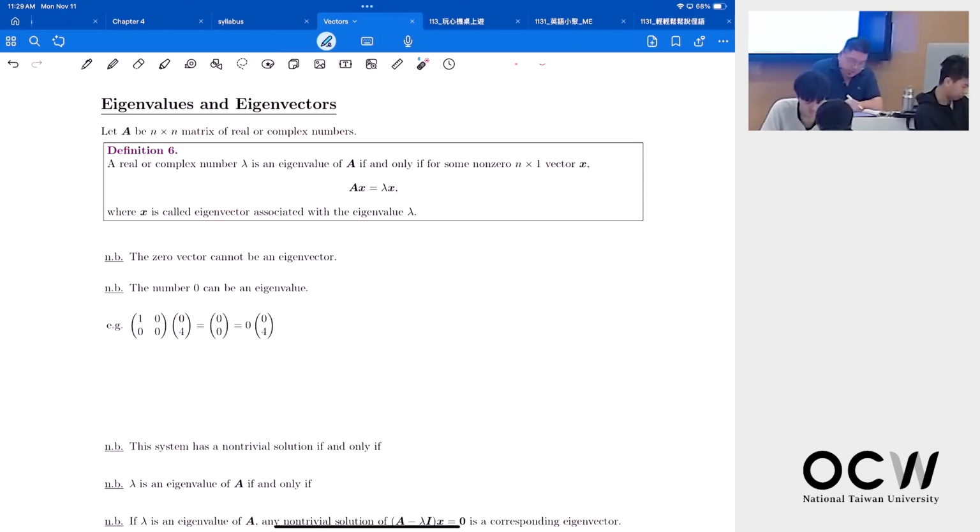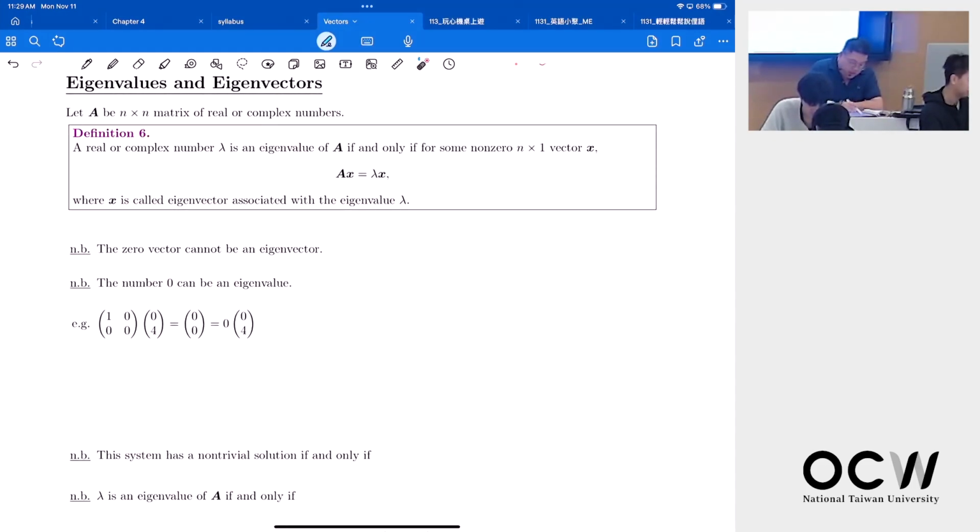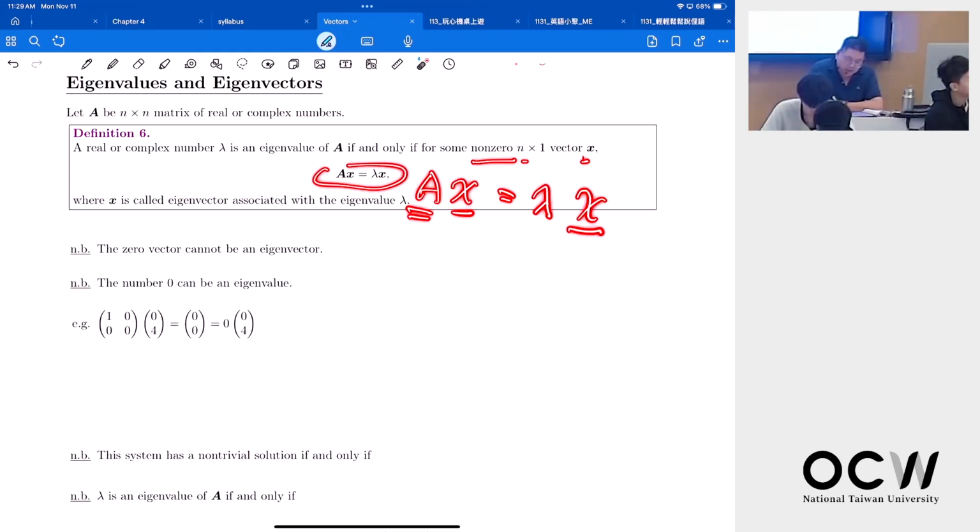First, say A is an n by n matrix. Real numbers or complex numbers, doesn't matter, just n by n. And we say that I have a real or complex number lambda. This is called an eigenvalue of matrix A if and only if I have a non-zero n by 1 vector x such that Ax equals lambda x. Then x is called an eigenvector, and lambda is called an eigenvalue.